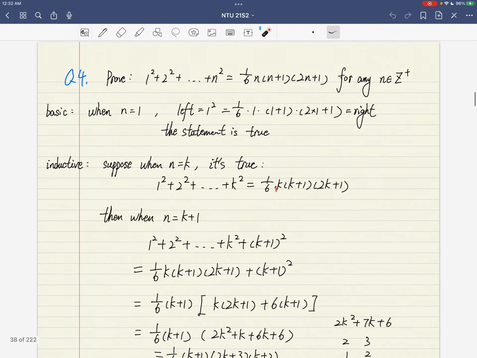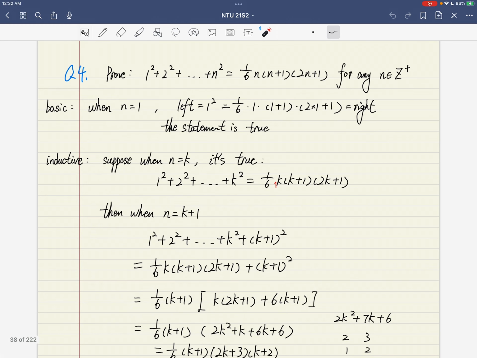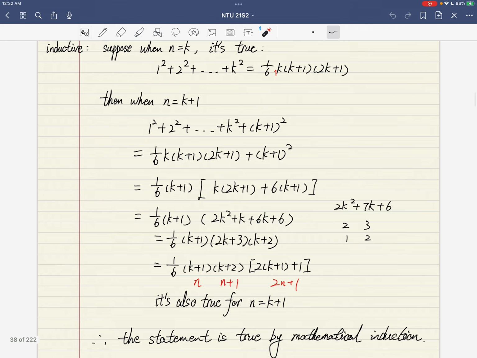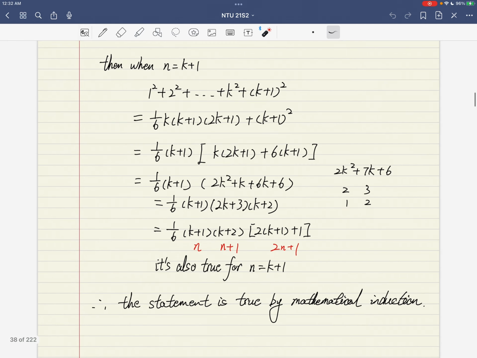So you've proved the basic step, when n is 1 it is true. Then you have proved the inductive step: you assume when n is k it is true, then you have proved that when n is k plus 1 it's also true. So this statement is true by mathematical induction.